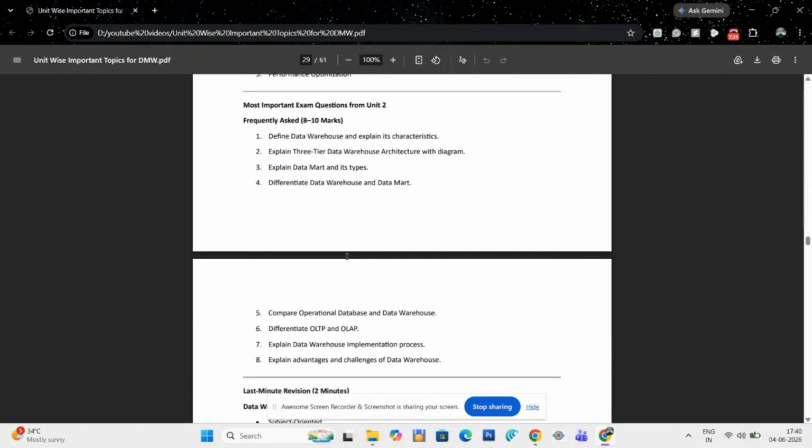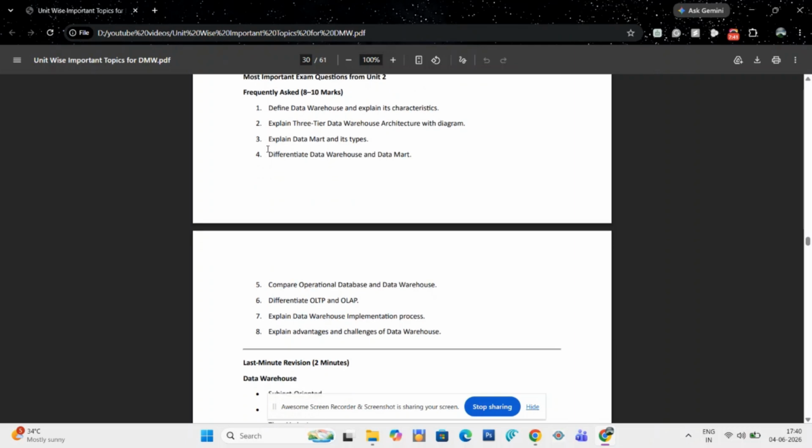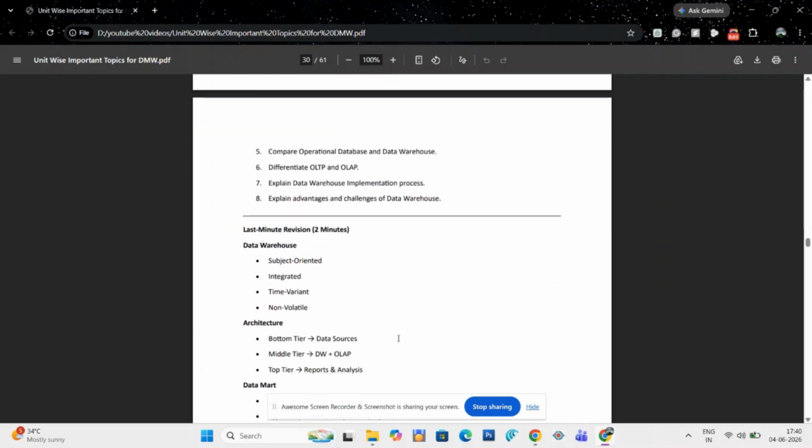If you cover all these concepts, you will be able to solve the most important questions. First, define data warehouse and explain its characteristics. Explain three-tier data warehouse architecture with diagram. Explain data mart and its types. Differentiate data warehouse and data marts. Compare operational database and data warehouse. Differentiate OLTP and OLAP. Explain data warehouse implementation process, and explain advantages and challenges of data warehouse.